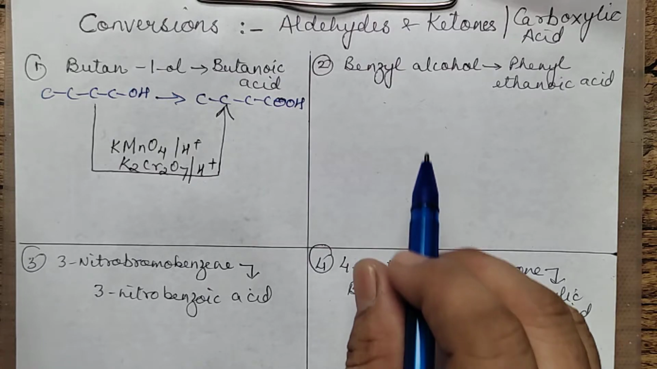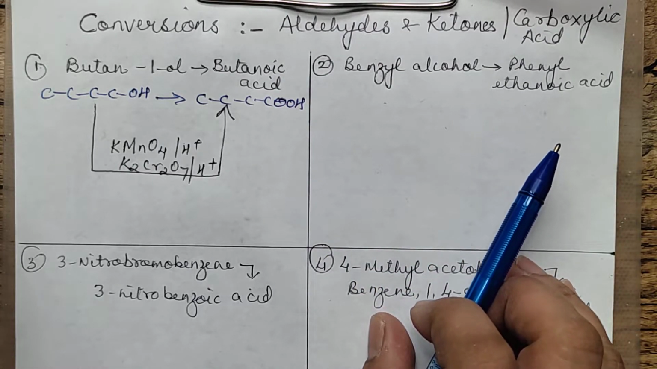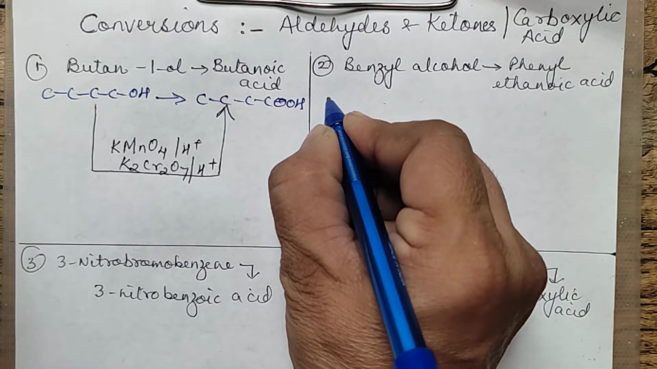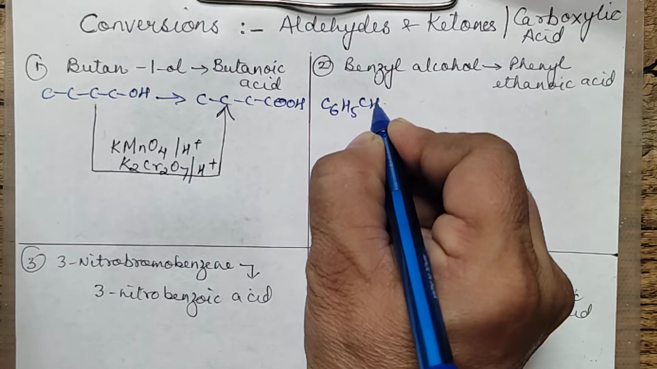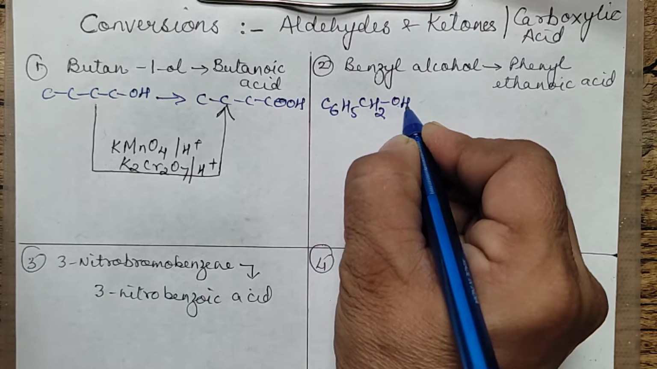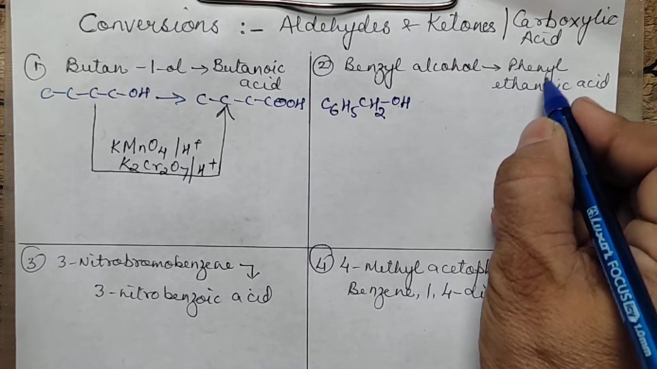The next one, benzyl alcohol, we are converting to phenyl ethanoic acid. Now what is benzyl alcohol? We will draw the structure first. Benzyl alcohol, C6H5CH2OH. This is benzyl radical. Benzyl alcohol, what are we converting this into? We are converting into phenyl ethanoic acid.